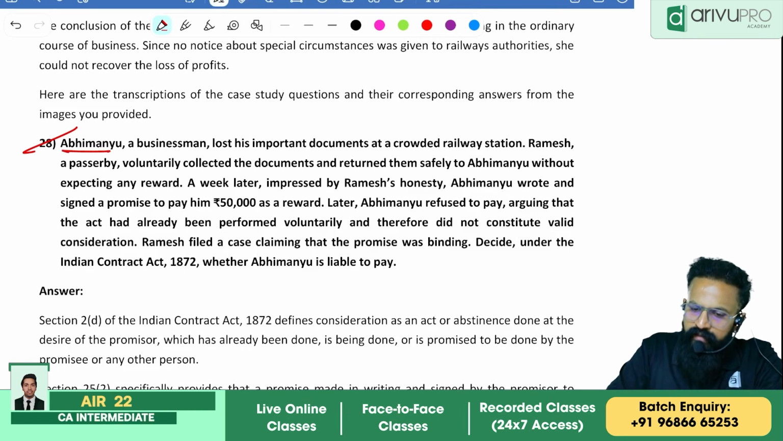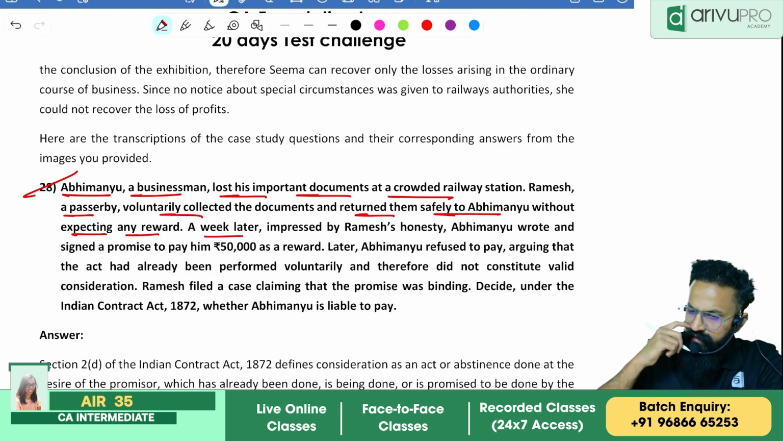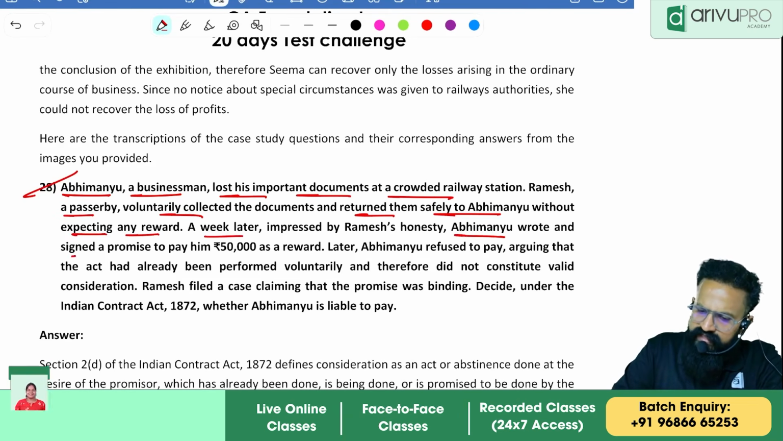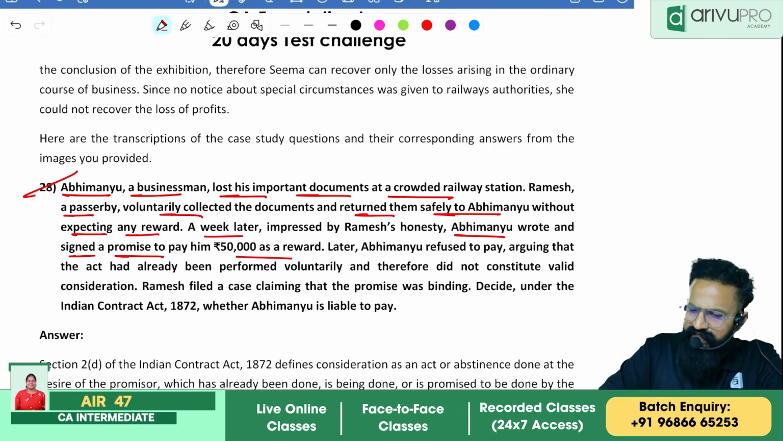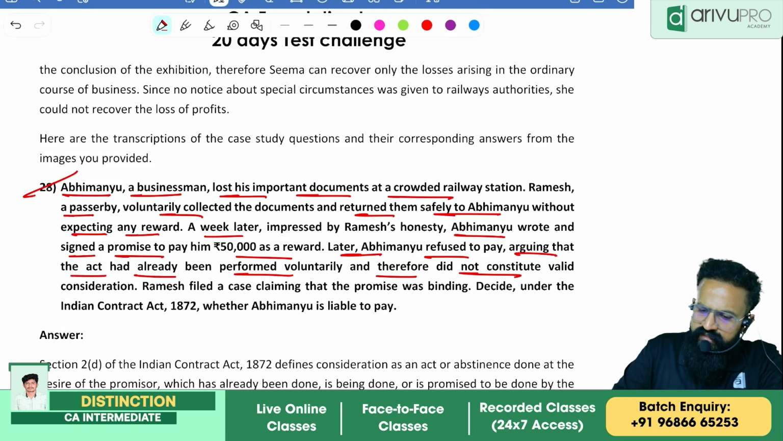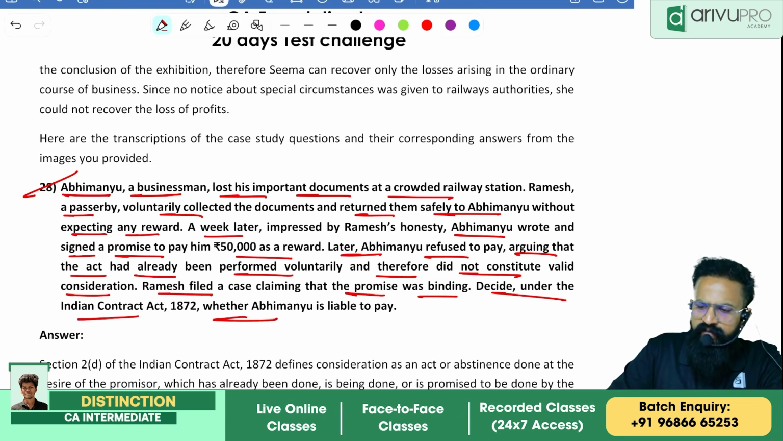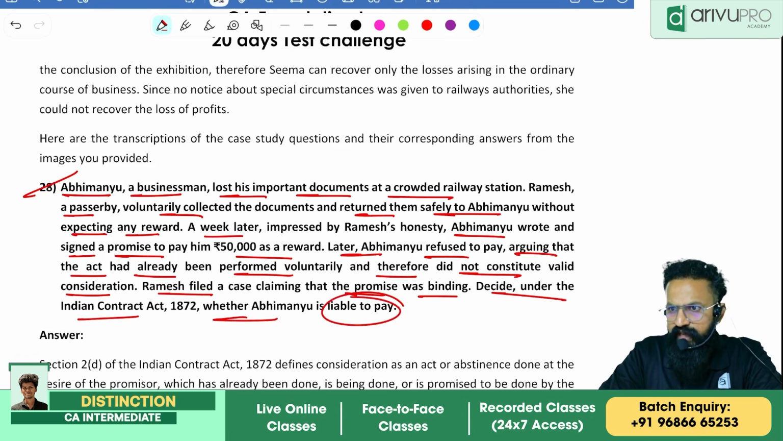Abhimanyu, a businessman, lost his important documents at a crowded railway station. Ramesh, a passerby, voluntarily collected the documents and returned them safely to Abhimanyu without expecting any reward. A week later, impressed by Ramesh's honesty, Abhimanyu wrote and signed a promise to pay 50,000 as a reward. Later, Abhimanyu refused to pay, arguing that the act had already been performed voluntarily and therefore did not constitute a valid consideration. Ramesh filed a case claiming that the promise was binding. Decide under the Indian Contract Act whether Abhimanyu is liable to pay.